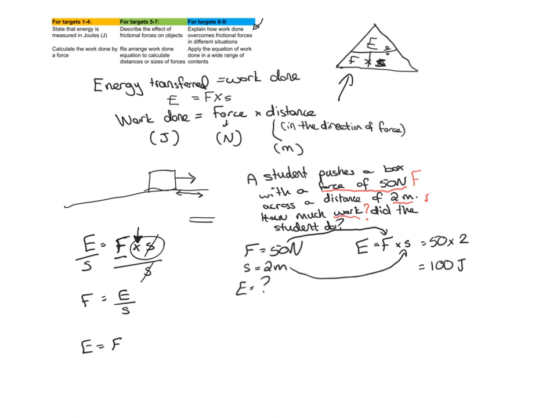And if you want to calculate distance instead of force, then you do exactly the same thing. Instead of getting rid of the distance, you're getting rid of the force. Once again, since you're multiplying it, you can divide both sides by the force, and force divided by force is 1. You end up with energy divided by the force.